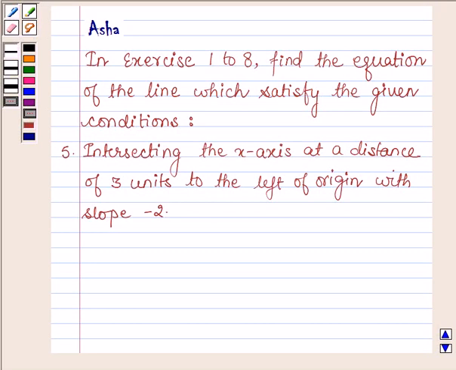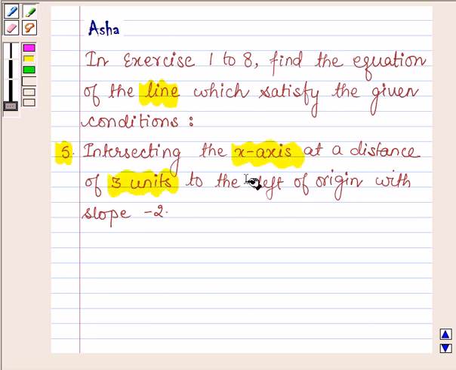Let us solve the following question that says, in exercises 1 to 8, find the equation of the line that satisfies the given conditions. Fifth one is, intersecting the x-axis at a distance of 3 units to the left of the origin with slope minus 2.